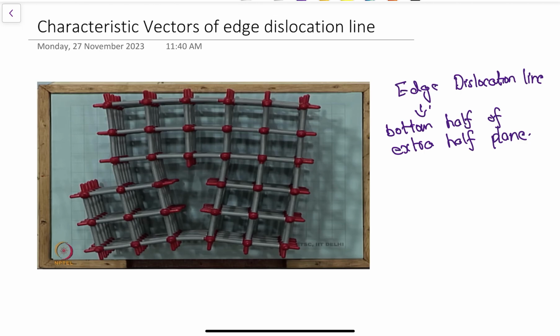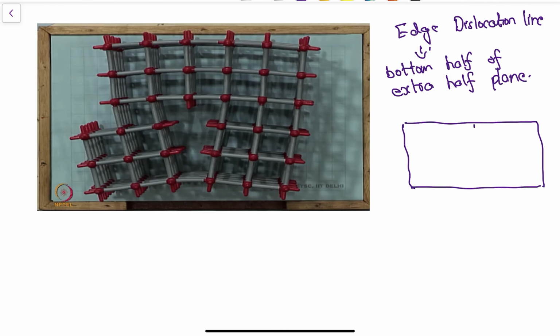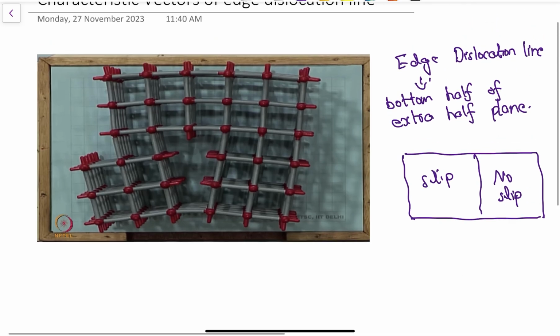We have seen why we are calling it a line defect: this edge dislocation line is the separation between no slip and slip region. So there are two ways of approaching the edge dislocation line.